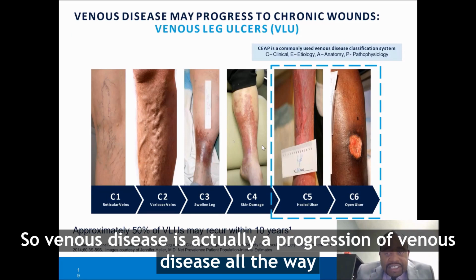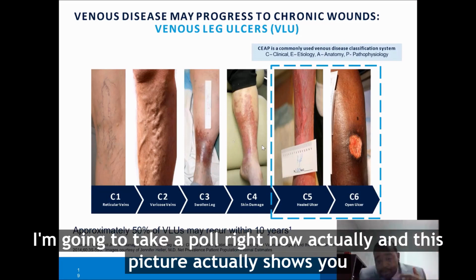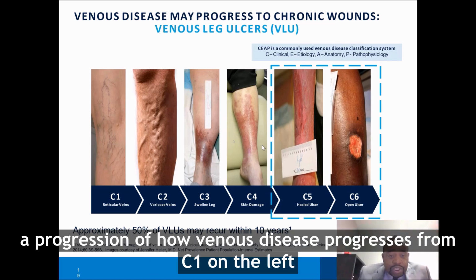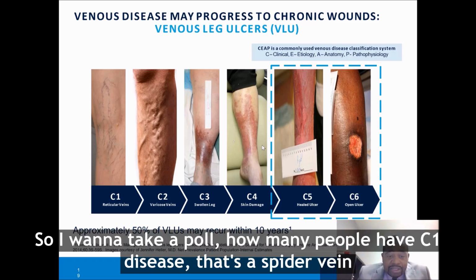So venous disease is actually a progression of venous disease all the way from C1 through C6. I'm going to take a poll right now, actually. And this picture shows you a progression of how venous disease progresses from C1 on the left all the way to C6. So I want to take a poll.